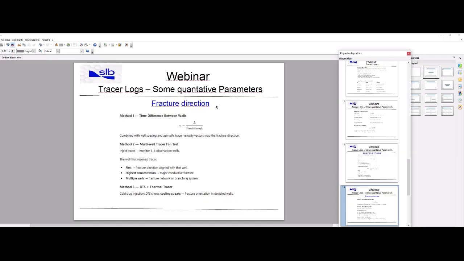For multiple wells, when you are testing multiple wells at the same time, you need to establish a fracture network or branching system. The third method is the DTS plus thermal tracer, cold slug injection. When you want to test the temperature and analyze the steam part and the water part, you need to do the DTS, which shows cooling streaks and fracture orientation in the detailed wells.